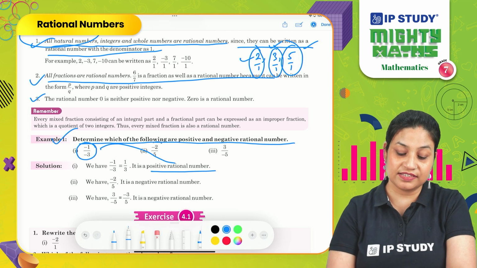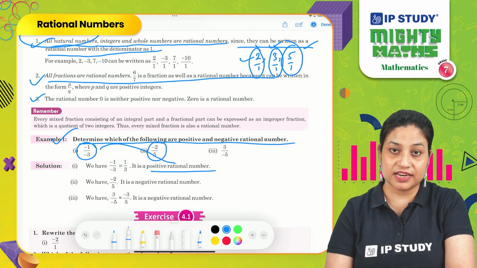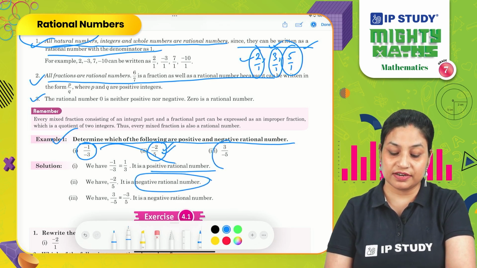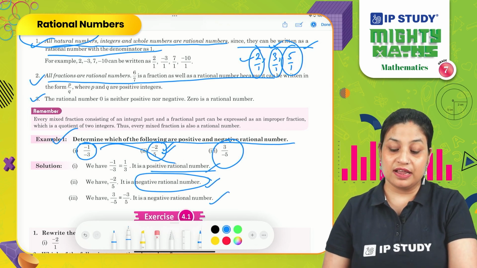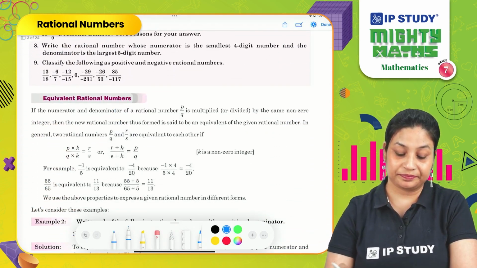In the second case, we have minus 2 by 5, right? So here we have one negative integer and one positive integer. It means that it is a negative rational number. In the third case as well, it is a negative rational number. So I hope you have understood the topics very well. Now let's move on to the next topic and see what is there.